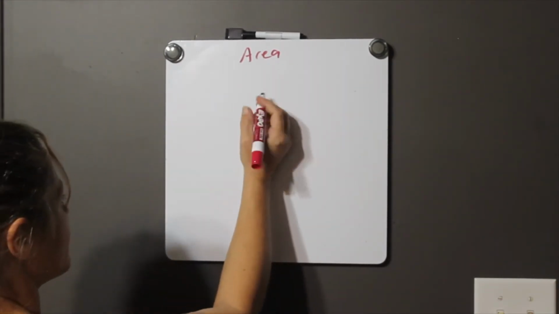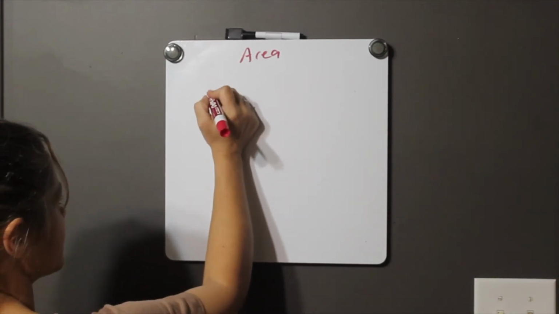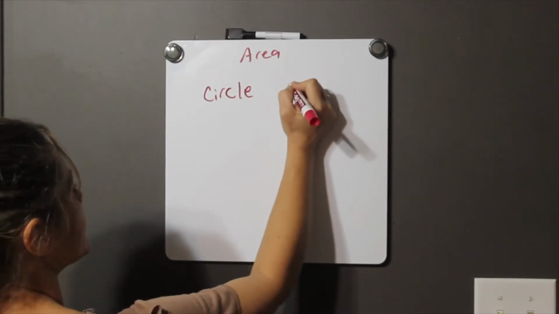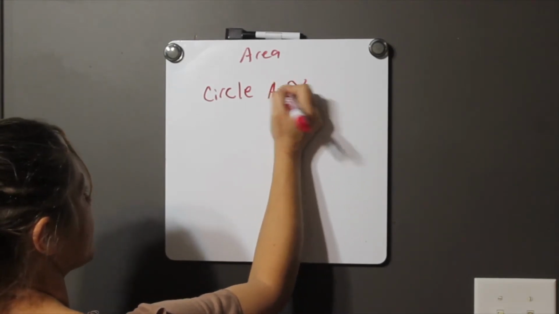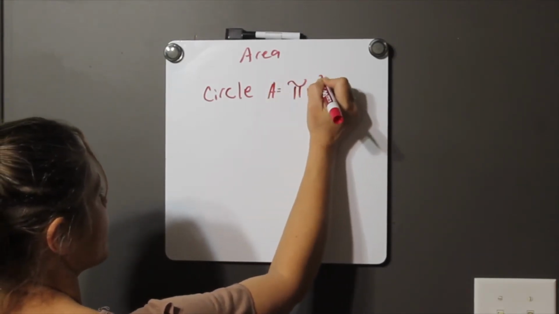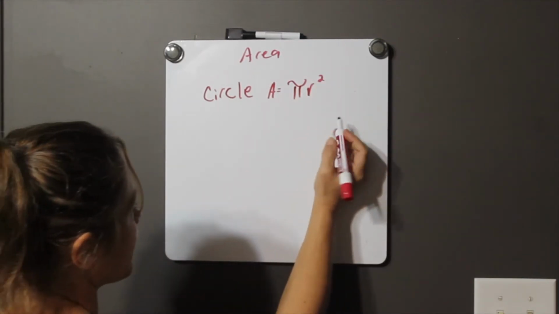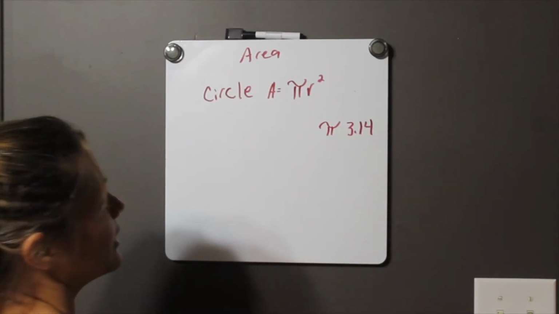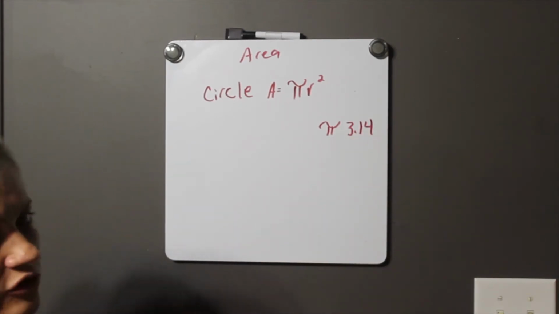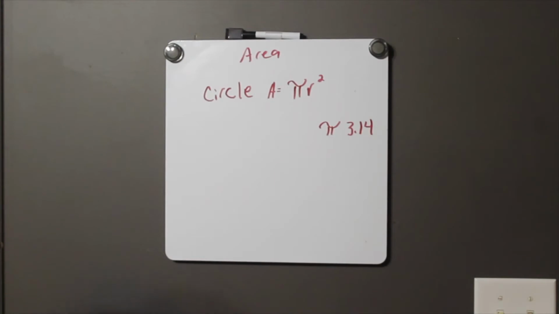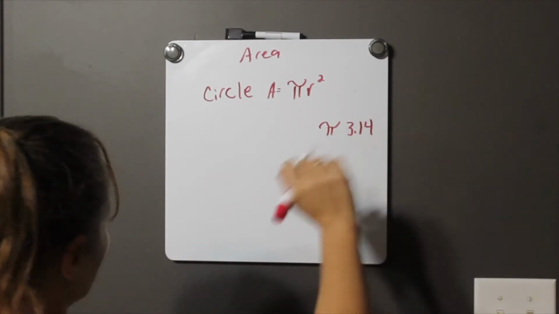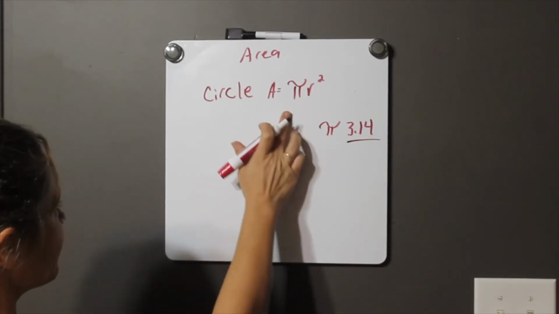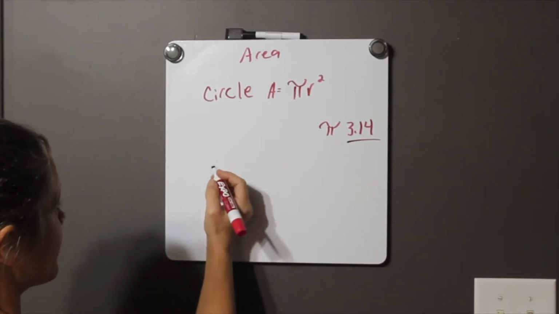The area of a circle is pi, area equals pi r squared. And when we say pi, we're using the approximation of pi. Pi equals 3.14. And it's an irrational number, so if you divided that out, it's a never-ending decimal, but we're just going to use 3.14, or you can use the pi button on your calculator. So the area of a circle is pi r squared.